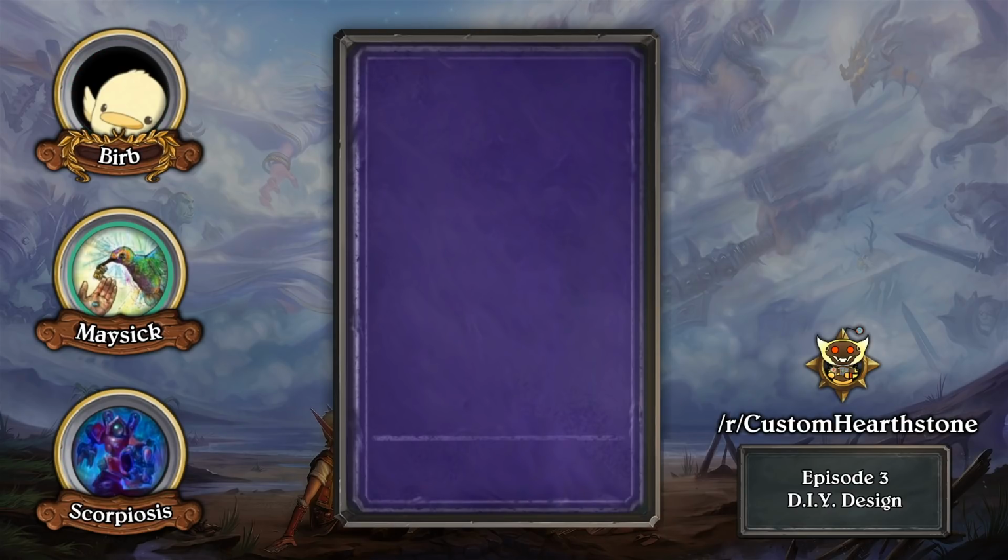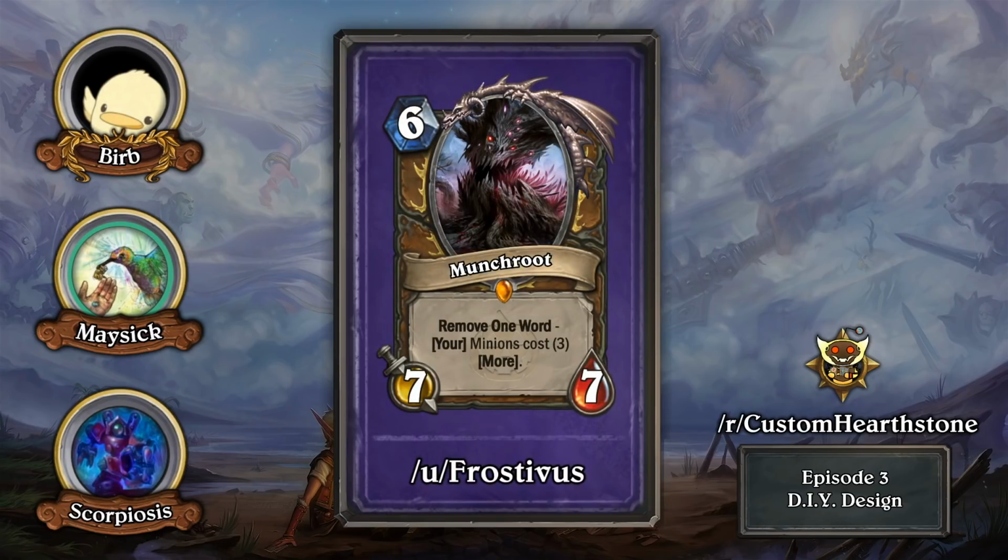So to give an example, we'll just show our first card, and I'm going to give a couple seconds to kind of process the card. I'm going to read it out loud. It's a 6 mana 7/7 Druid Legendary Munchroot. It says remove one word. Your minions cost 3 more, and you can remove your or more. And this is made by Frostivus.